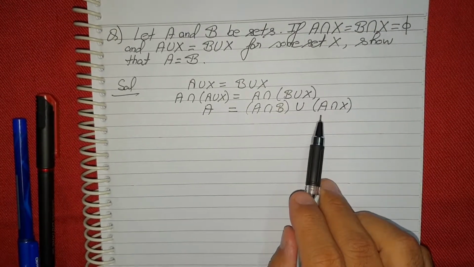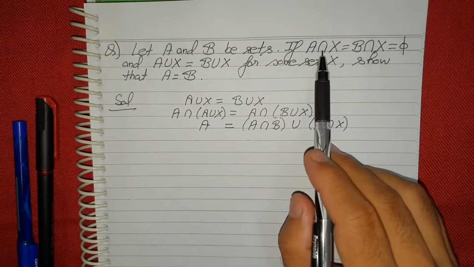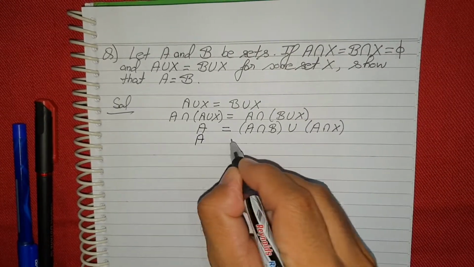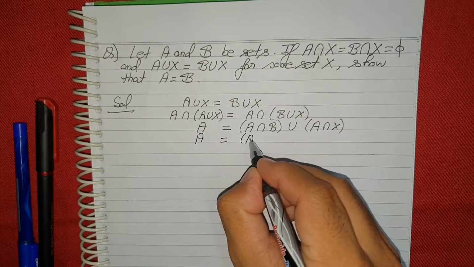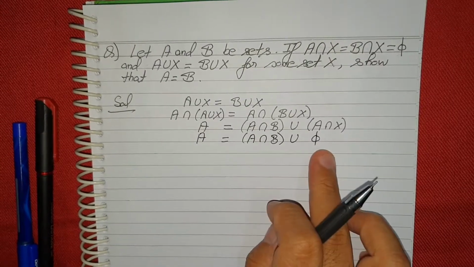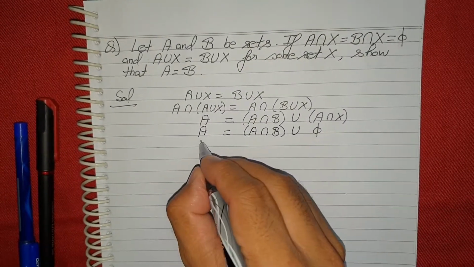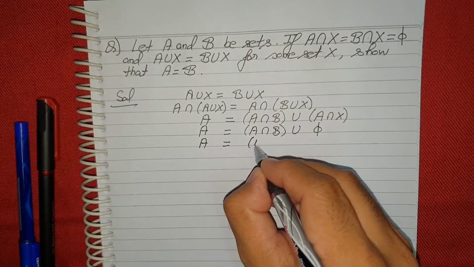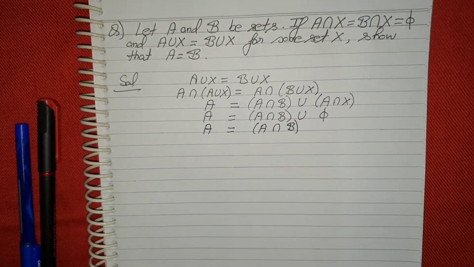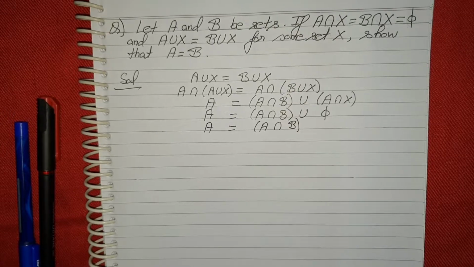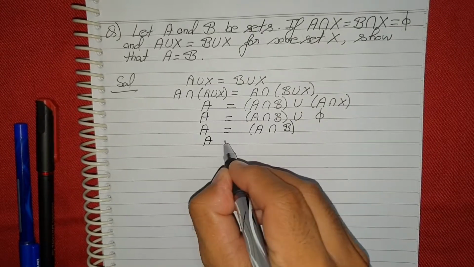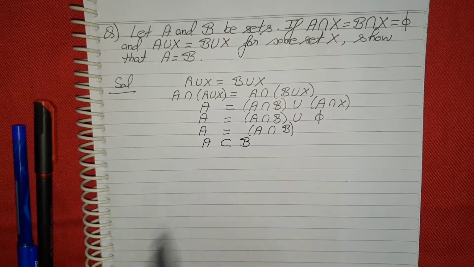Now what is A intersection X? If you see the question, A intersection X equals phi. So write here phi. Combining this, A equals A intersection B union phi. Now union phi means A intersection B only. So basically A equals A intersection B. Now this implies that if A intersection B is giving you A, that means A is a subset of B.